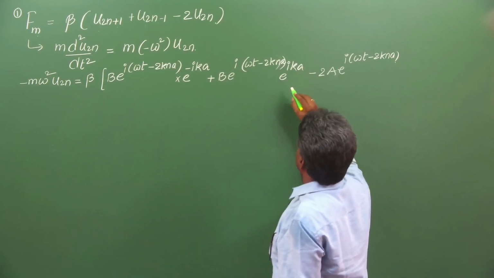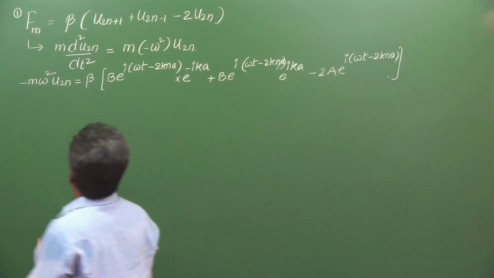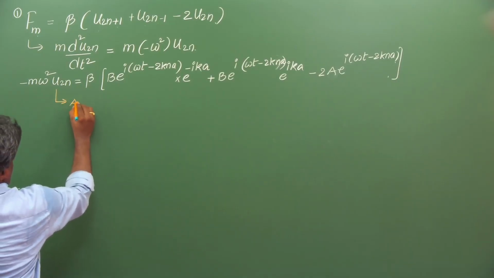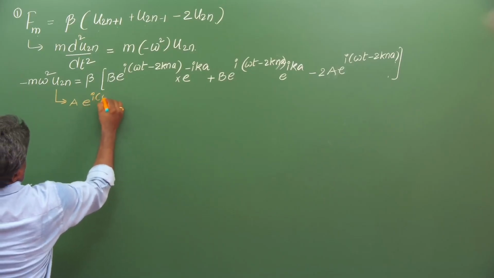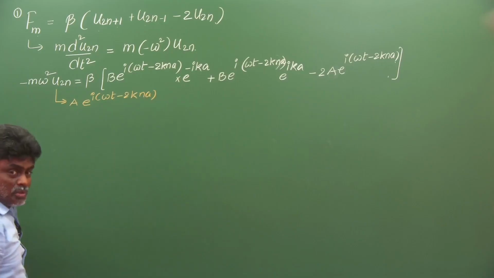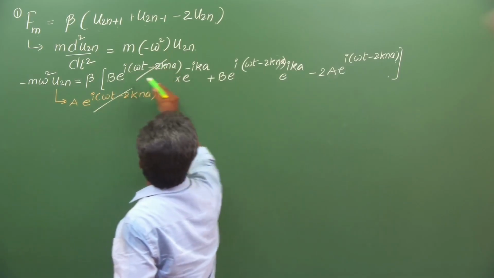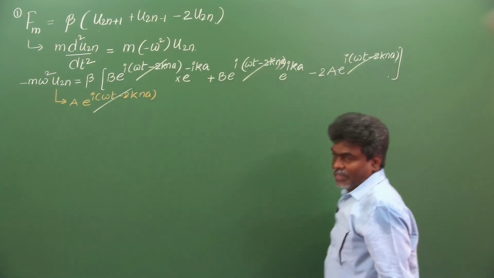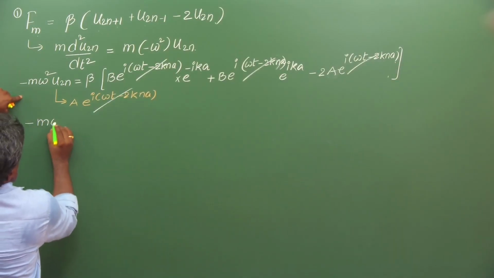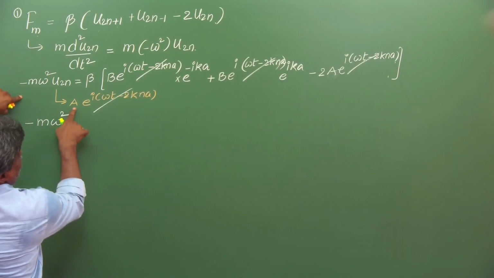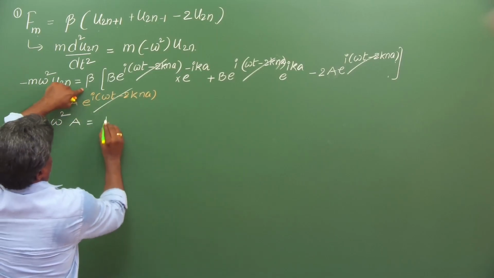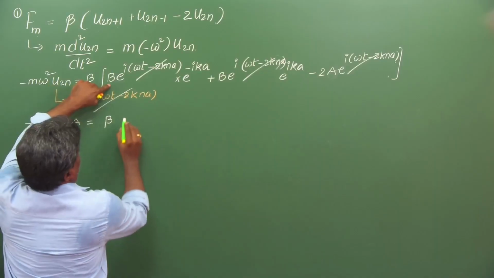So what I am doing is, okay, fine. And you know what is u 2n again? A e raised to i omega t minus 2 k n a. If you observe carefully, everywhere it cancelled. Then what is the remaining here? Minus m omega square u 2n, capital A, equal to, this is a beta. Shall I take beta common?